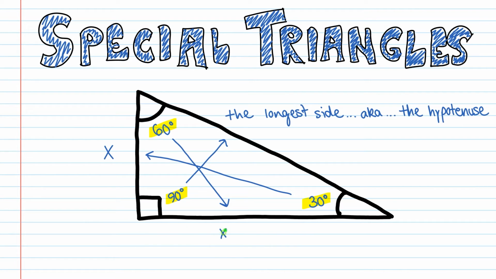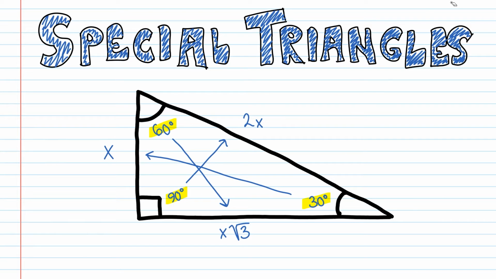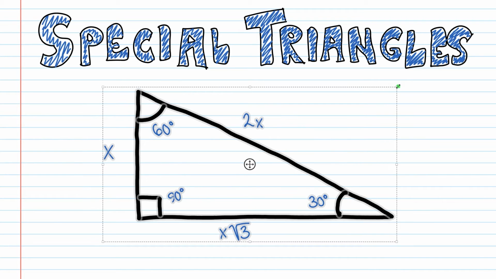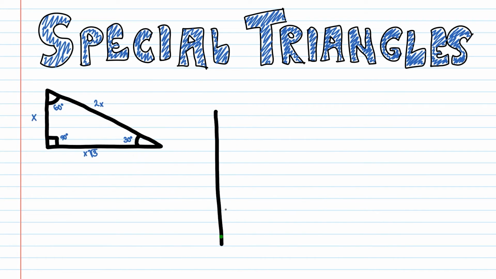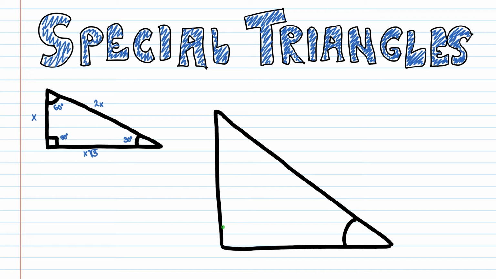So the shortest side we'll call x. The second shortest side we'll call x times root 3, and the hypotenuse is 2x. Now I'll move this over to the side for a minute because let's talk about the other special triangle, a 45-45-90 triangle.